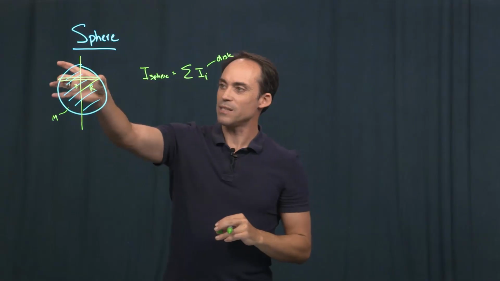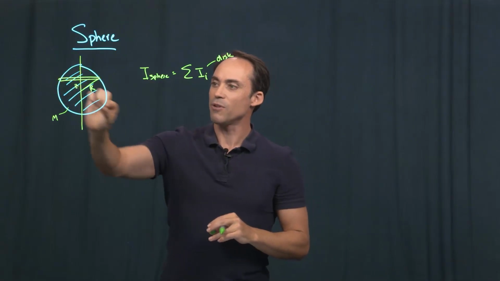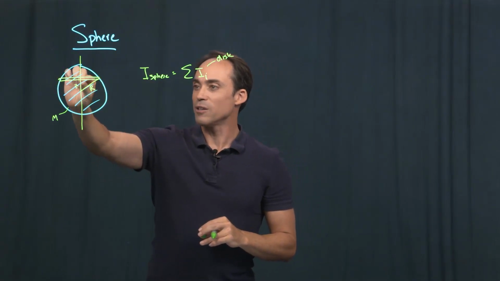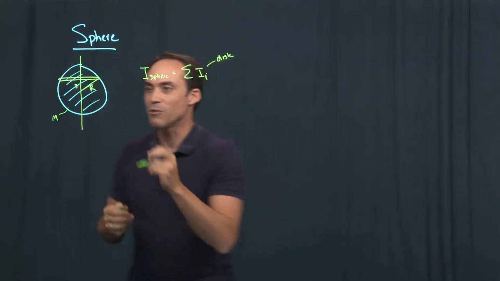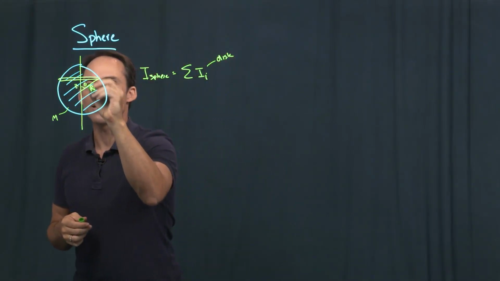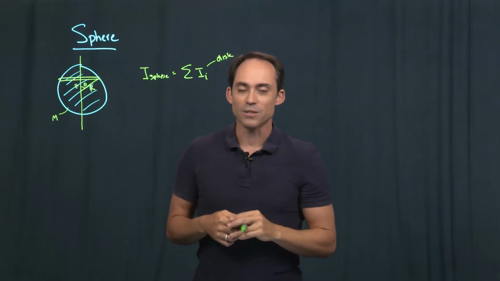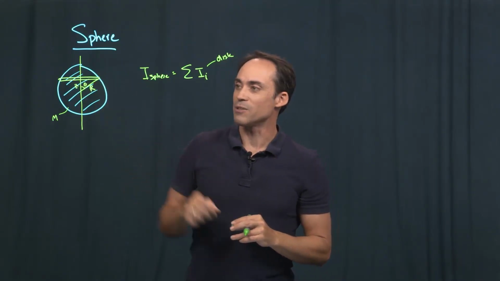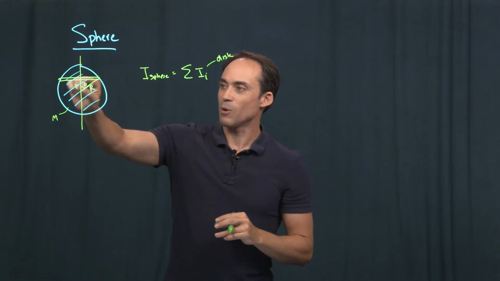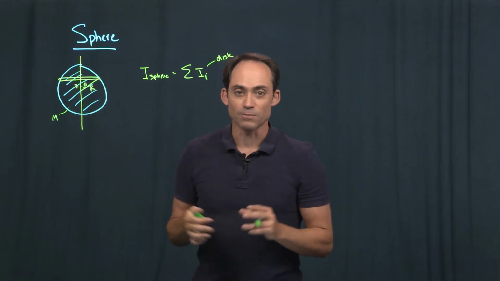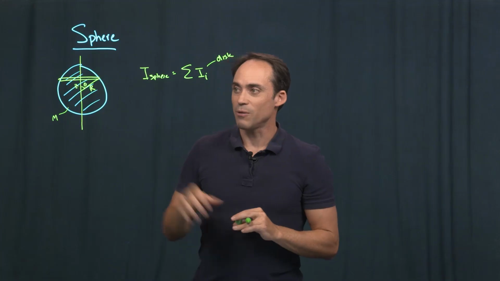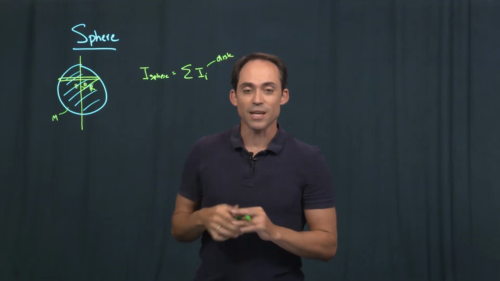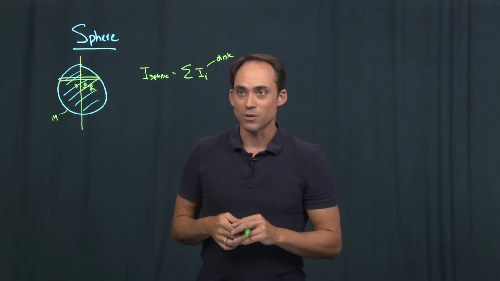And now we're looking at a disk that has a radius of essentially r times sine theta. If this angle is theta here, that's going to be the radius of our disk there. Or we can use the Pythagorean theorem and just write it down as the square root of r squared minus z squared, because this makes a nice right triangle. In any case, let's see if we can write down an expression for one of these disks and then add them up as we go through the sphere.